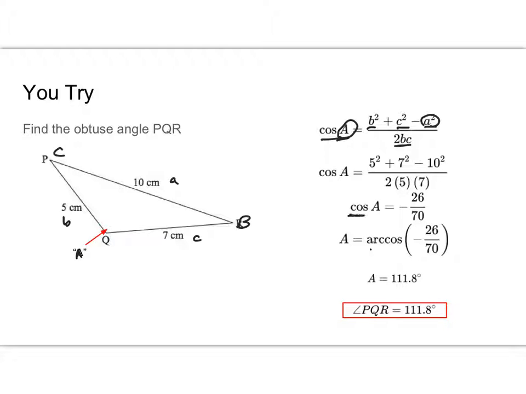And the way to get the angle by itself, angle A, is you need the inverse function, which is arc cosine. On the calculator, it looks, no, it doesn't look like that. It looks like cosine to the negative 1, but it's arc cosine. And then I get the angle of 111.8 degrees. That's it for today.